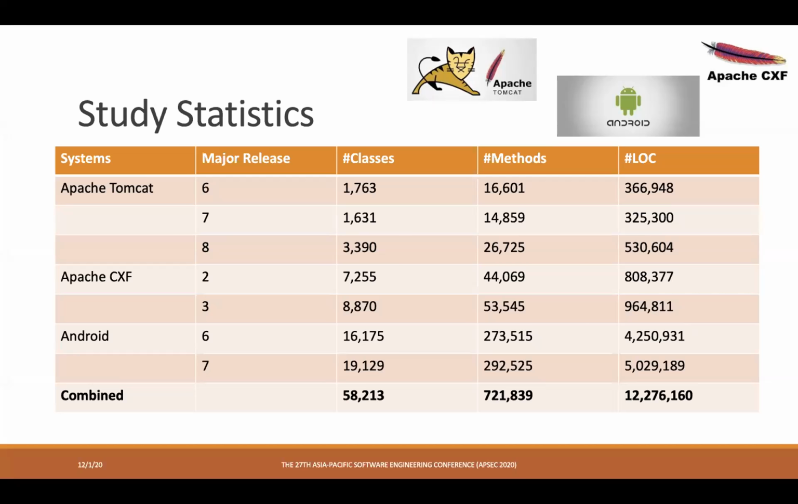In total, we used around 59,000 classes, 721,000 functions, and more than 12 million lines of code. From here we tried to detect the code smells and vulnerabilities. One reason for using these types of systems in our study was that all of them are open source, and they have public security advisories on their websites, which was very helpful for us to collect the software vulnerabilities.